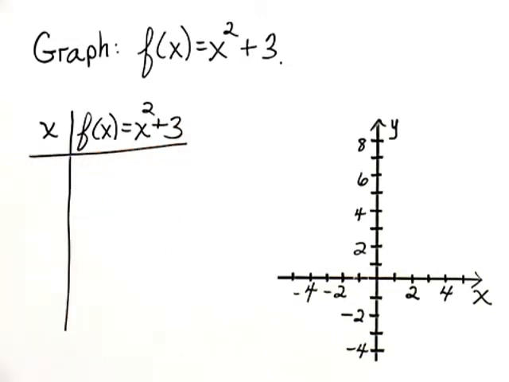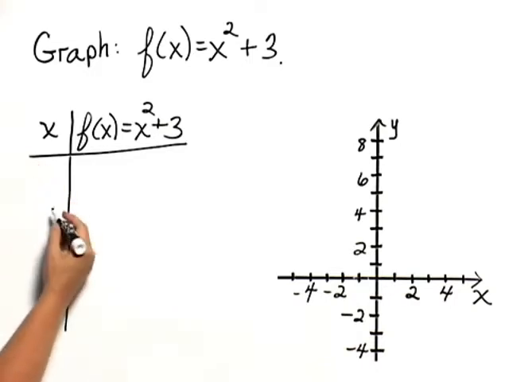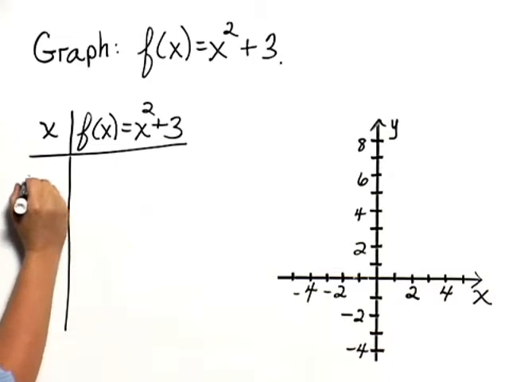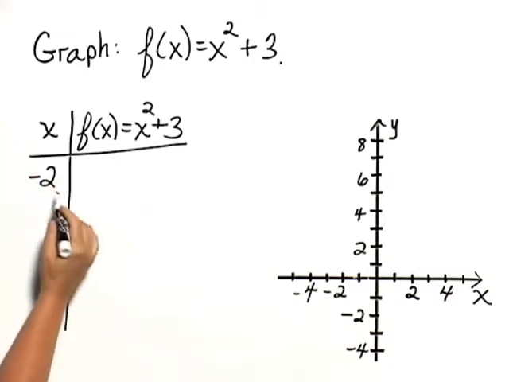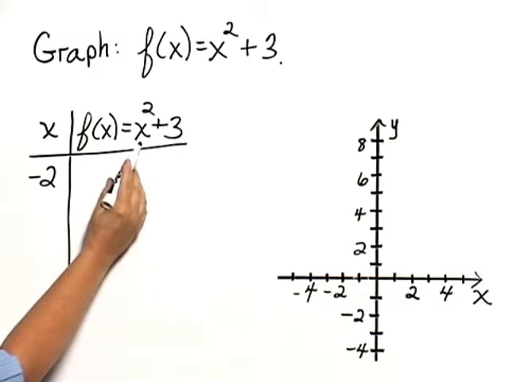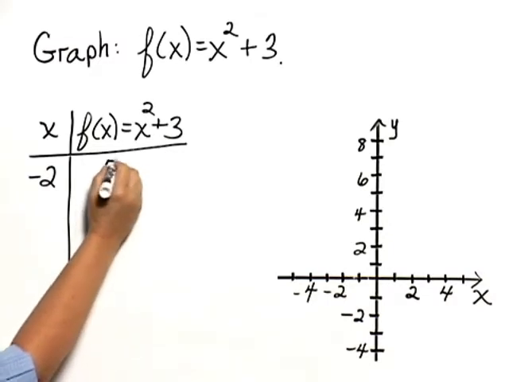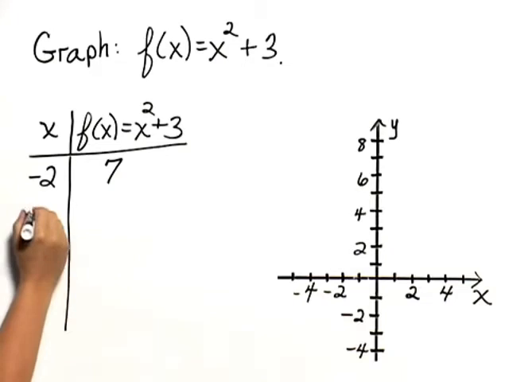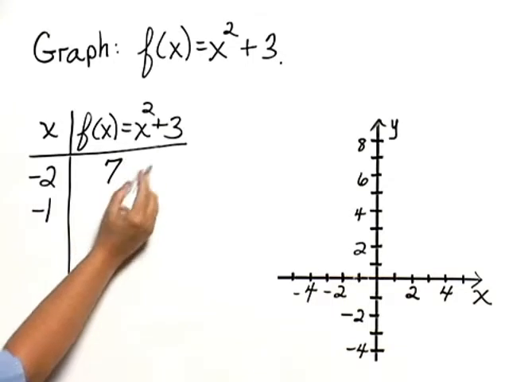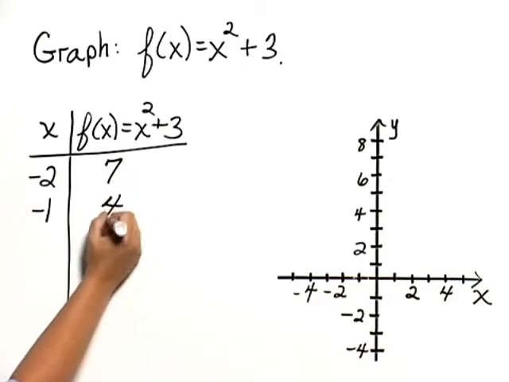I'm going to choose a number of values for x, and whichever values I'm choosing, if you were doing this, you might choose different values. So let's try -2 for x. This would give us the function value, -2 squared, which is 4, plus 3, which is 7. Let's choose -1 for x. F of -1 would be -1 squared, which is 1, plus 3, which is 4.